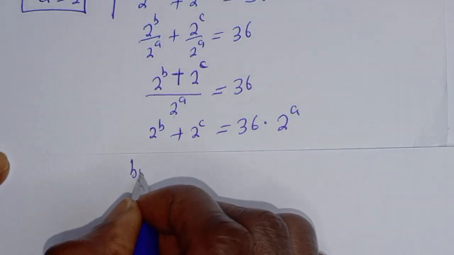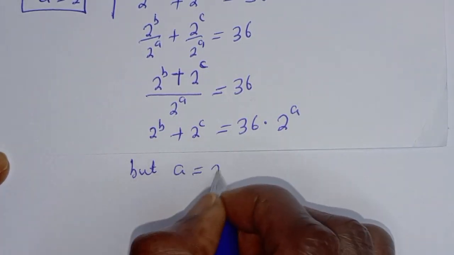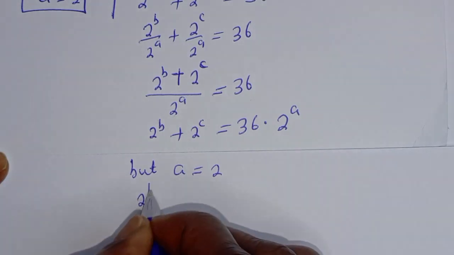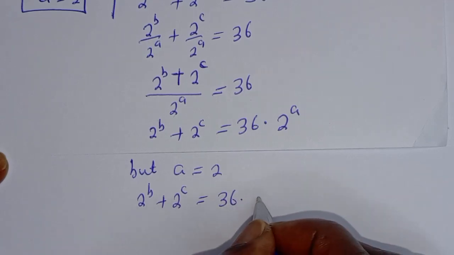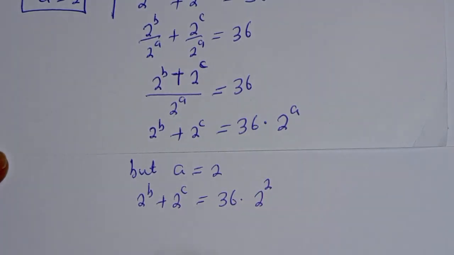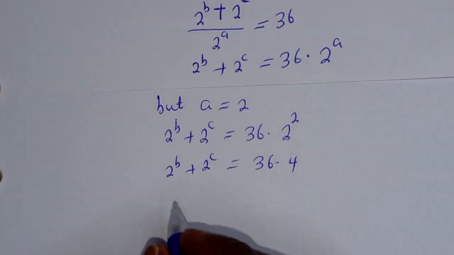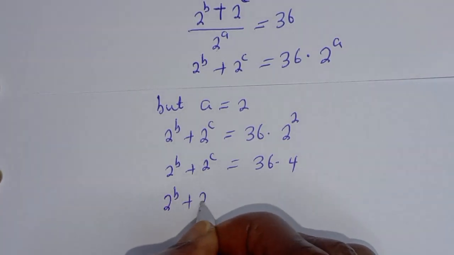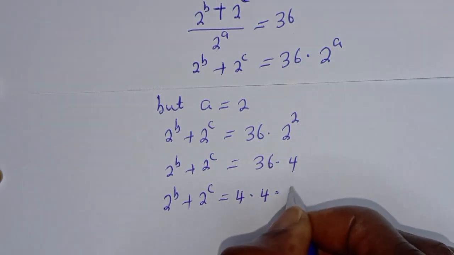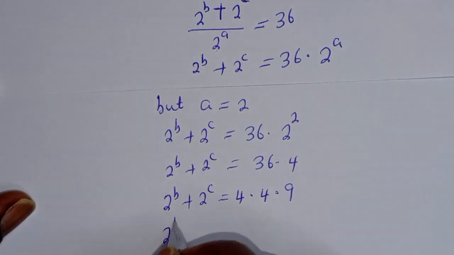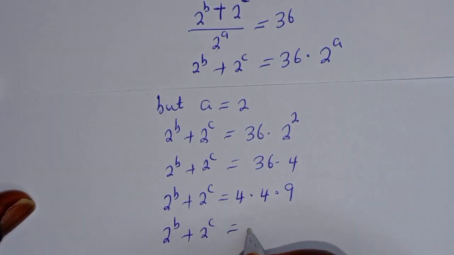But a is equal to 2. So 2 to the power of b plus 2 to the power of c is equal to 36 multiplied by 2 squared. Then 2 to the power of b plus 2 to the power of c is equal to 36 multiplied by 4. So this is the same thing. We have 2 to the power of b plus 2 to the power of c is equal to 4 multiplied by 36, which is 4 multiplied by 9. Then 2 to the power of b plus 2 to the power of c is equal to 4 squared multiplied by 9.